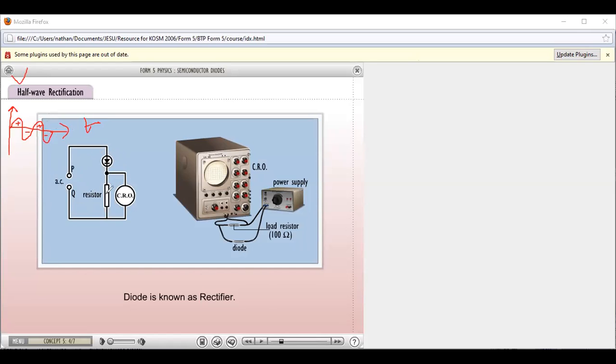Now this is a diode, and this is your resistor. You can put a bulb. Across the resistor, we put a CRO because we want to see whether there's an output voltage or not. Now we look at the first half cycle.